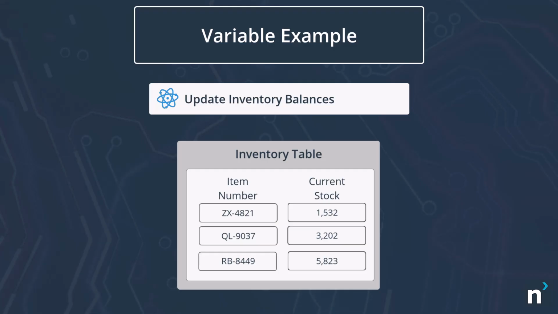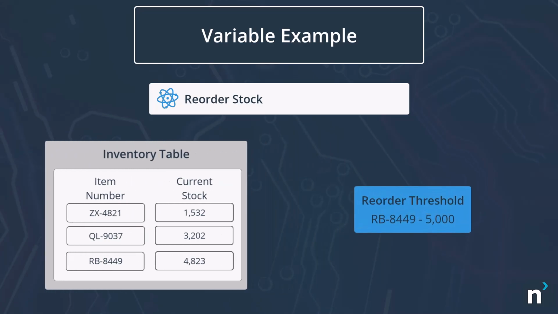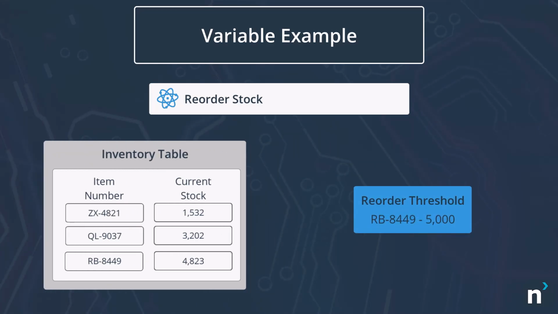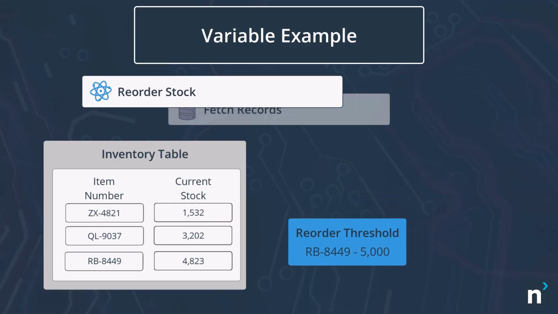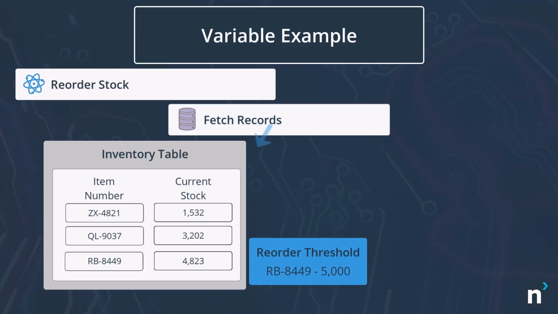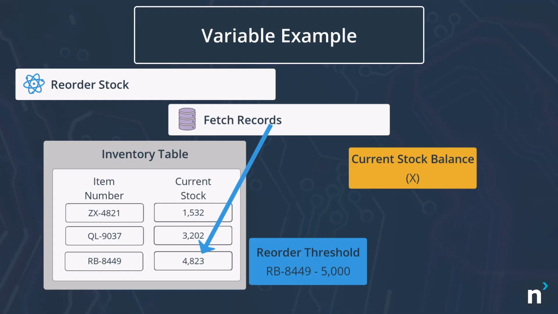Let's look at an example. Now that the update inventory balances logic block has reduced the available stock amount, the reorder stock logic block runs. This logic block determines if the inventory level is equal to or less than the product's reorder threshold. The reorder stock logic block uses a fetch records action to locate the current inventory value and stores the value as a variable called current stock balance.